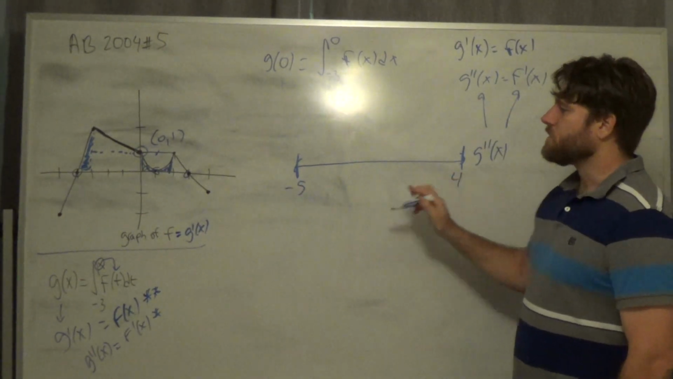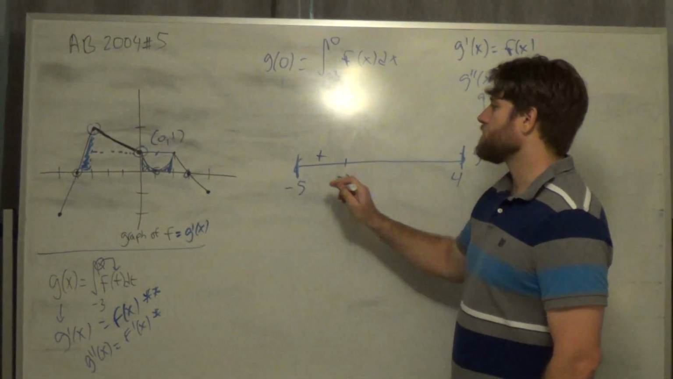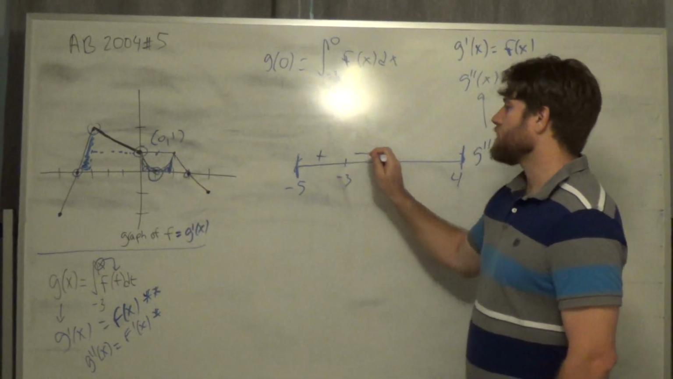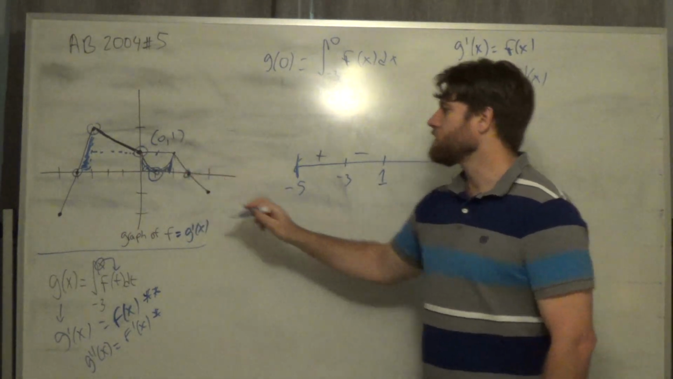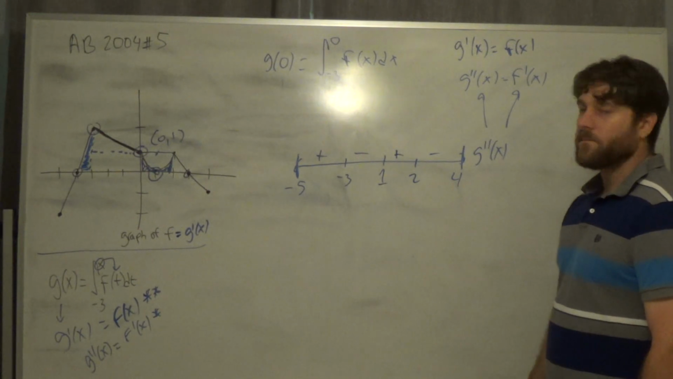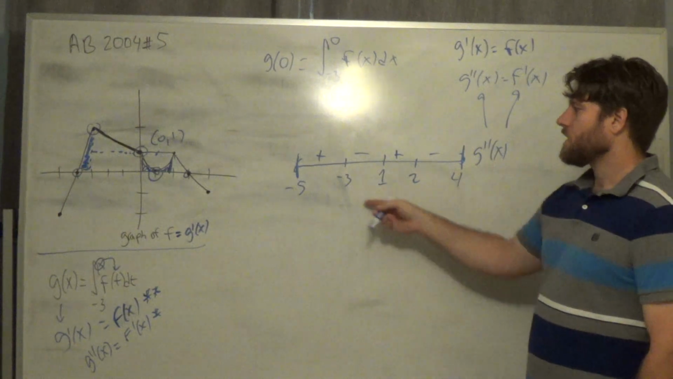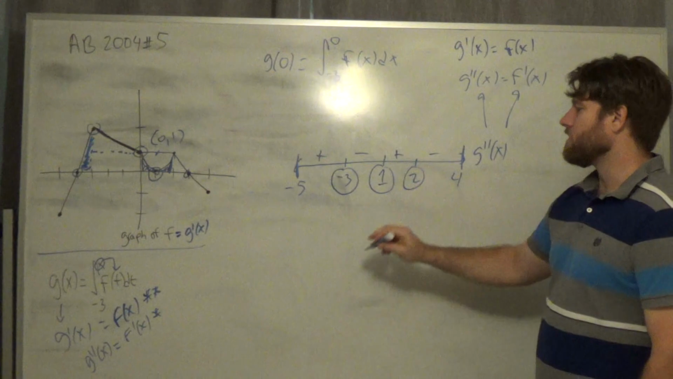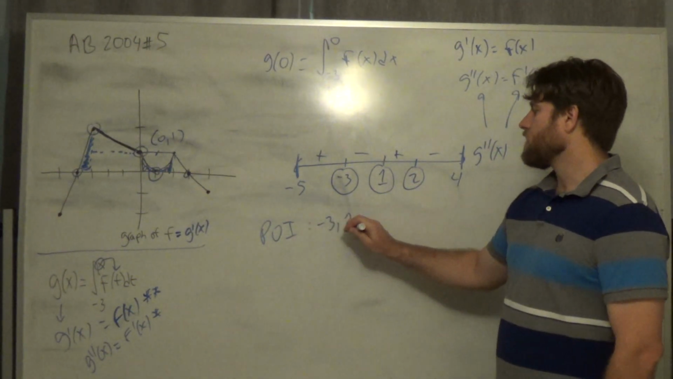So if we look at the slopes, I have positive slopes until I get to here, which is -3. Then I have negative slopes until I reach 1. Then I have positive slopes until I reach 2. And then I have negative slopes until I reach 4. Now, second derivative. This means concavity. Concave up, concave down, that's a point of inflection. Point of inflection, point of inflection. So our points of inflection would be -3, 1, and 2.